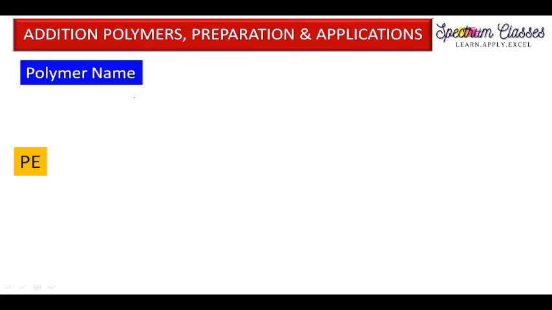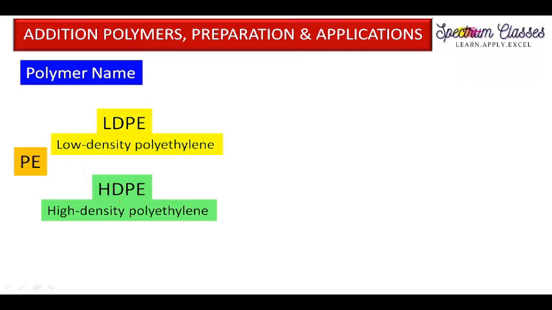So first I will discuss polyethylene. This is abbreviated in this form, right? So you have to mention the name by yourself. And this is of two types, LDPE and HDPE. The full forms of these two polymers are: LDPE is low density polyethylene and HDPE is high density polyethylene. What this density means, we are going to discuss in the next slide.